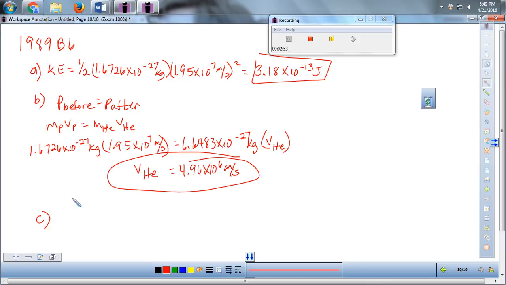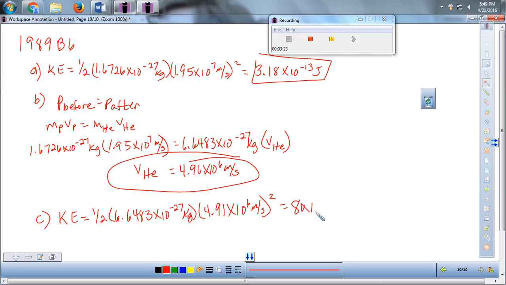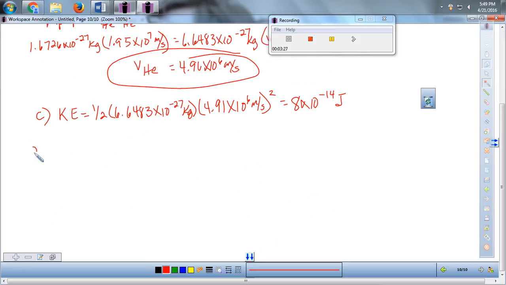Alright, C said, what is the kinetic energy of the helium nucleus? So I did KE equals 1/2 mv squared. Don't forget to square it. And so when I did that, I got 8 times 10 to the minus 14th joules. So everything's looking good so far.